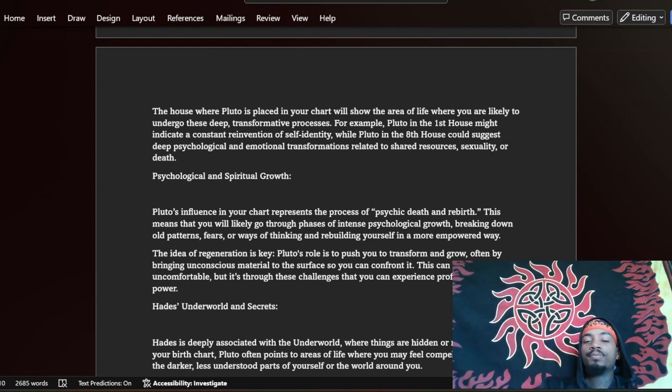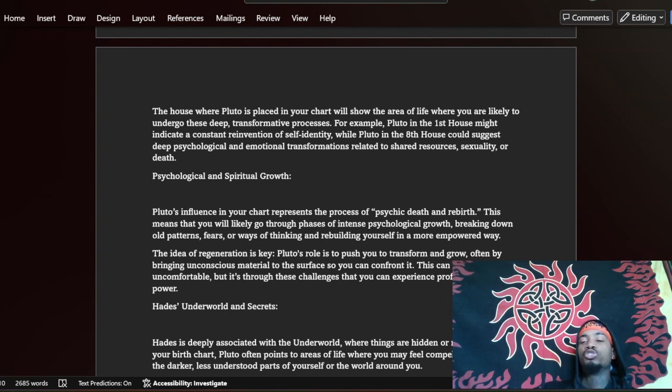So now, the psychological and spiritual growth. Pluto's influence in your chart represents the process of psychic death and rebirth, right? This means that you will likely go through phases of intense psychological growth, breaking down old patterns, fears, or ways of thinking, and rebuilding yourself in a more empowered way. You understand that? So this is kind of like creation through destruction, because if you can just destroy yourself and never get back up, that's also a possibility too. So now the idea of regeneration is key.